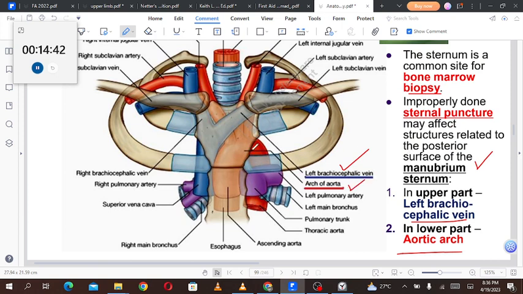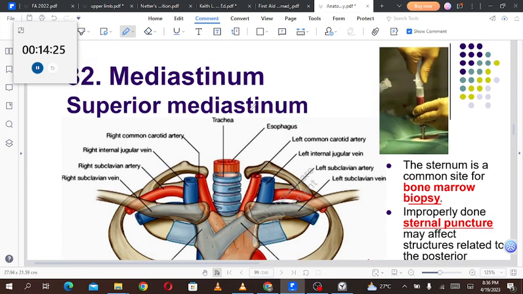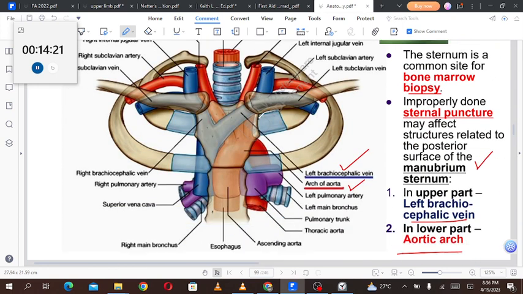So I guess the most common site is the manubrium, because both of these structures are lying behind the manubrium. But just keep this in mind: always take good care when you are taking a biopsy for bone marrow from the sternum, because you have a chance of damaging these two structures which are lying immediately behind the sternum. These are also members of the superior mediastinum. The brachiocephalic vein and the aortic arch, both of them are present in the superior mediastinum.